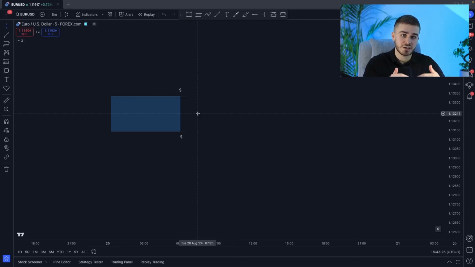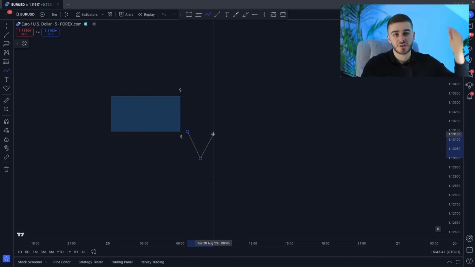So how do the market makers take liquidity on both sides and ultimately move in one direction? What it generally does, it will do a manipulation of a certain side of the market. Once it manipulates it and grabs all the orders, it will essentially start to reverse.